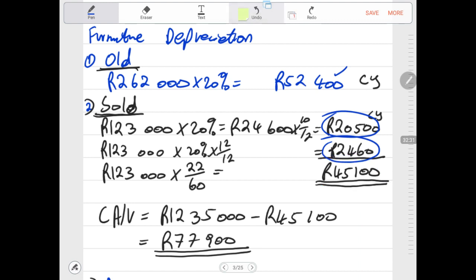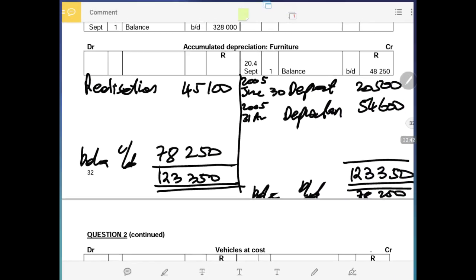Now I have highlighted that crucial point. Then we go to the second asset. Only 32 minutes that I've spent with the furniture. Then now we go to the vehicles.